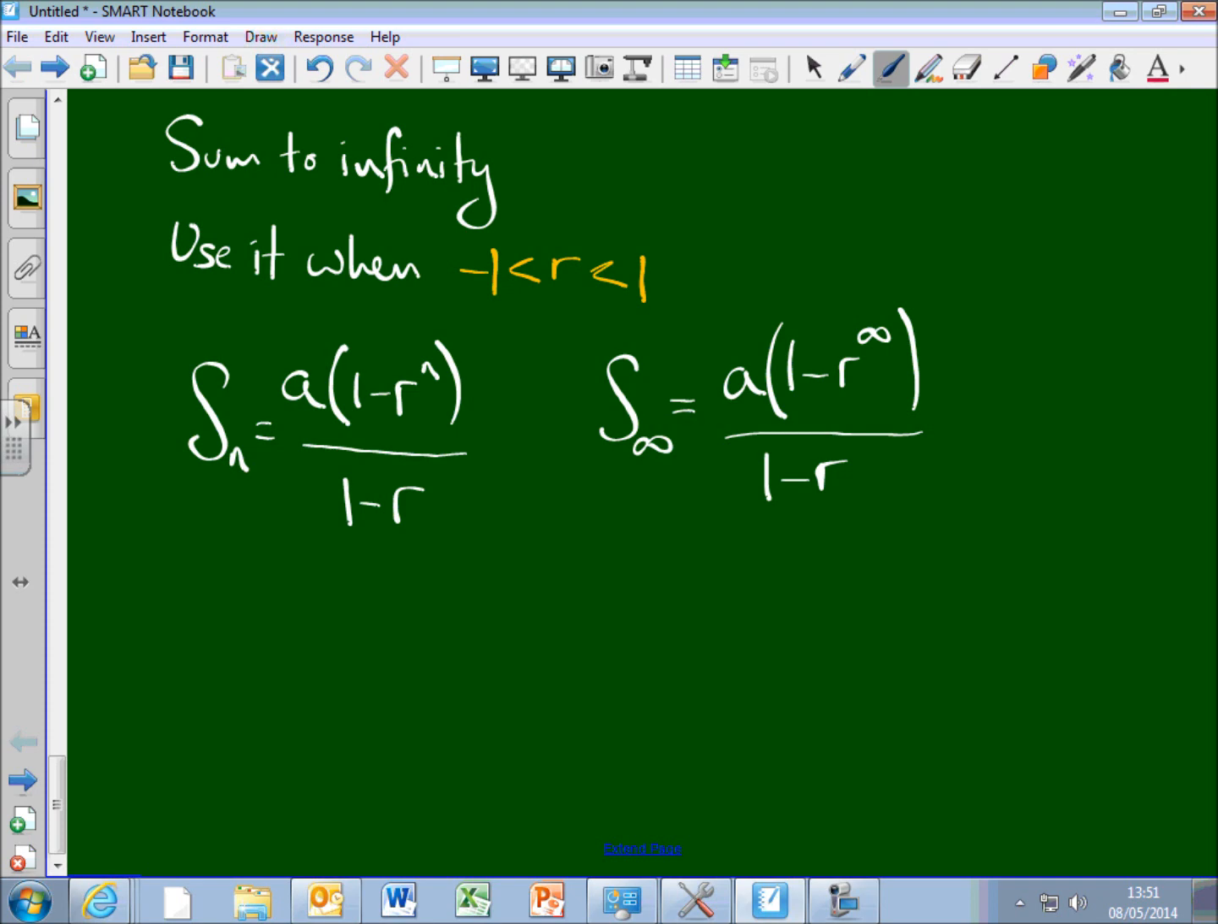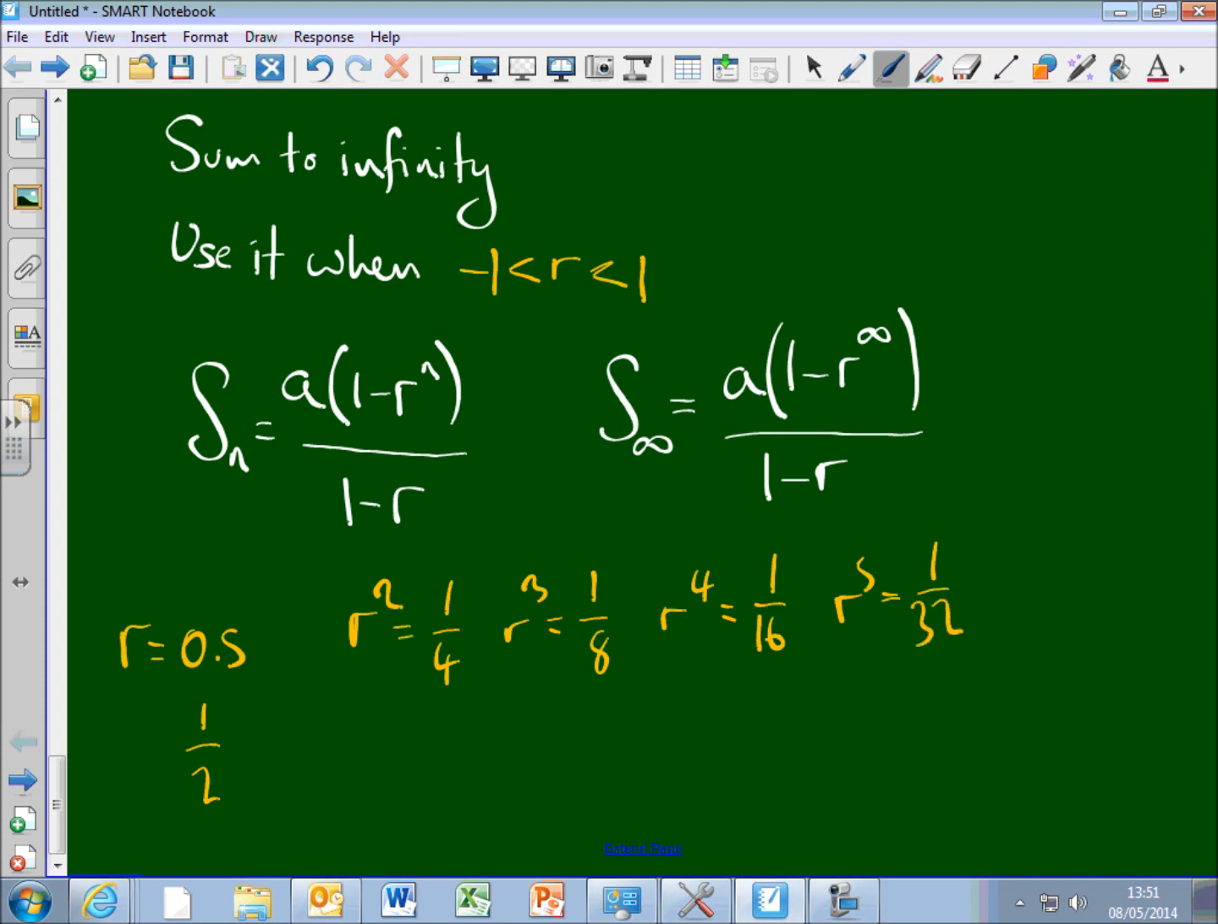r is something small. Okay, let's just think about this. I'll make it clearer for you. Let's say r is 0.5, which is a half. Now I'm going to do r squared. r squared is going to be a half of a half, which is a quarter. r cubed is going to be that times a half, which is an eighth. r to the power of 4 is going to be that times a half, which is a 16th. So notice as n is getting bigger, as the power is getting bigger, this value is getting smaller and smaller. So when n gets so big it's infinity, this gets so small it's 0.